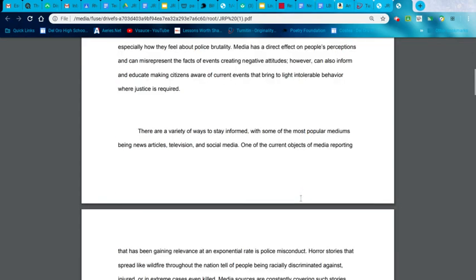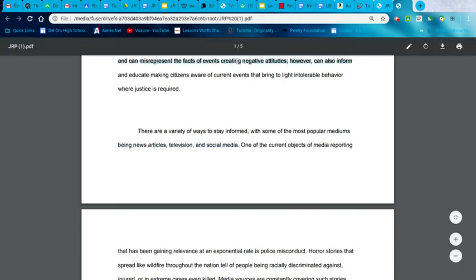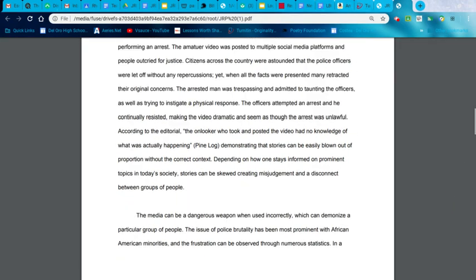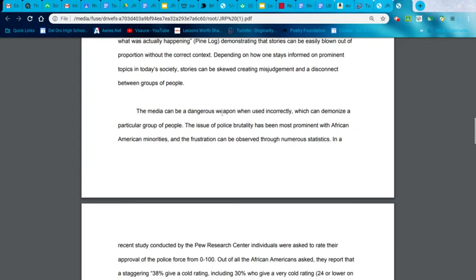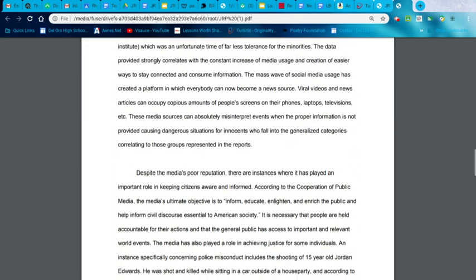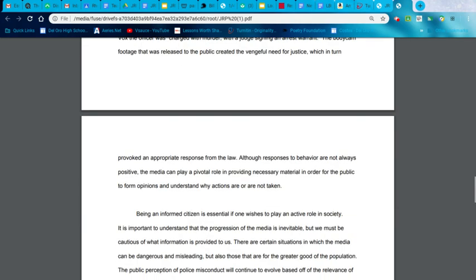Then if I go down, there's a variety of ways to stay informed with some of the most popular mediums being news articles, television, and social media. That's not really connected to the thesis. I thought that this person was going to start talking about creating negative attitudes. Anyways, it goes on. Media can be a dangerous weapon when used incorrectly, which can demonize a particular group. That's kind of part of the thesis, and it goes on to address part of the thesis. And this student ended up doing a better job.